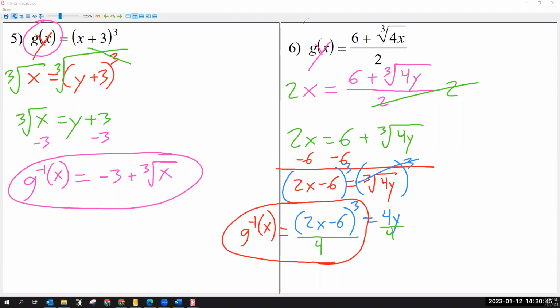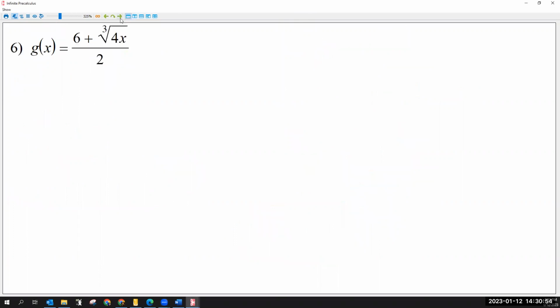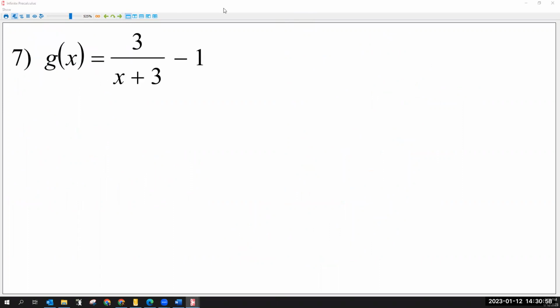All right, so that was power and roots, exponents and roots. Last section is rational functions. What if we have rational functions? Still start off the same way. We have y, so we have x equals 3 over y plus 3 is 1.